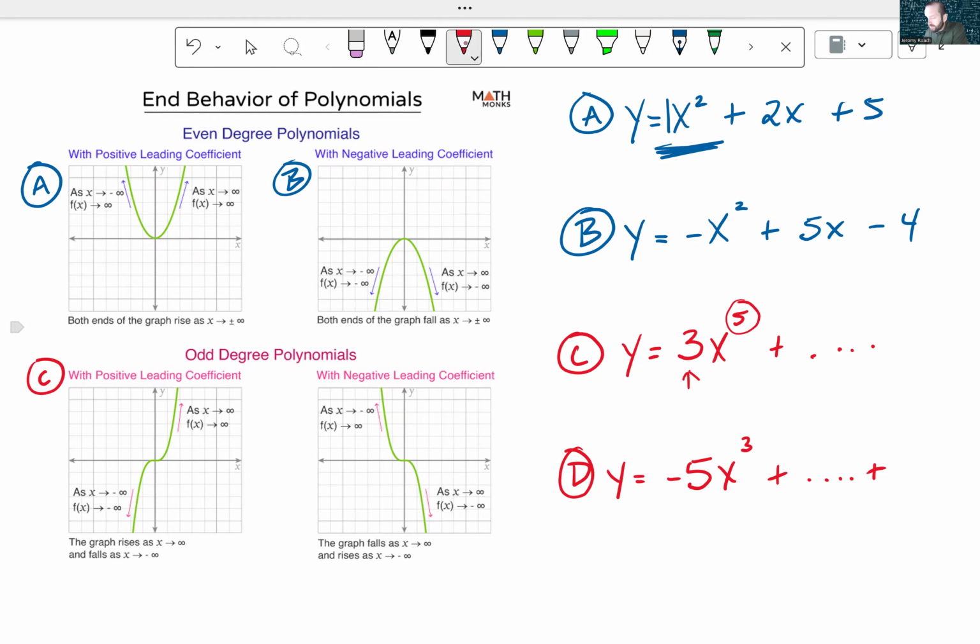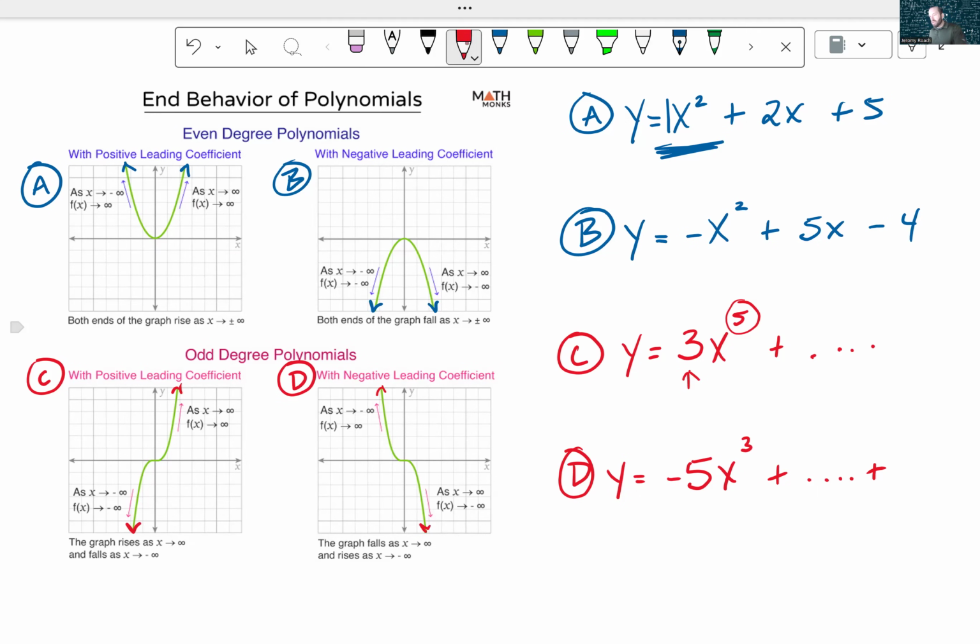So now as x approaches negative infinity, as x gets smaller, y gets bigger. And as x gets bigger, y gets smaller. And we can even write tails in the graph to show the direction that they're going in, if that's helpful too. So these are just the rules of end behavior of polynomials. Right, D here.